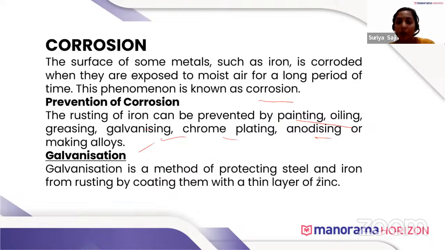And galvanization is a method of protecting steel and iron from rusting with a thin layer of zinc. We will coat a zinc layer over steel and iron. Okay. This is what happens in corrosion.